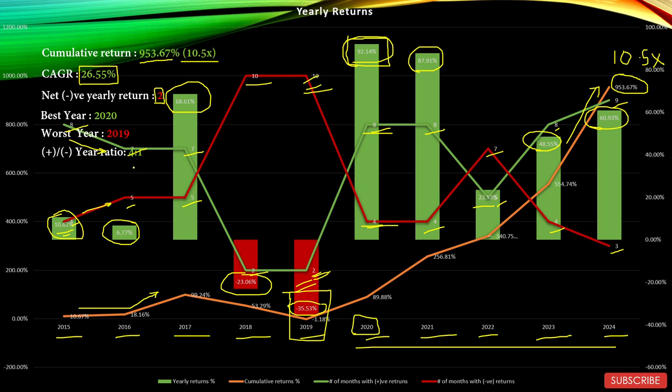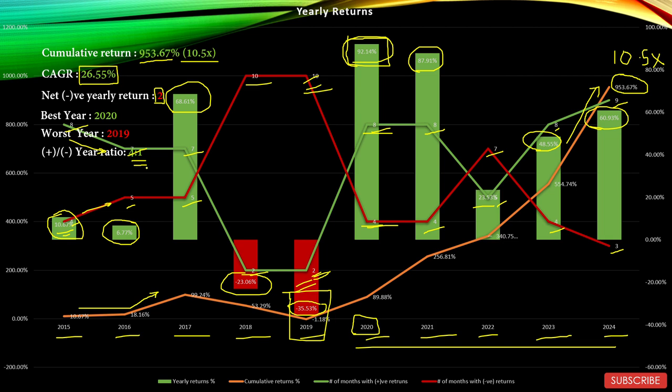The positive to negative year ratio is 4 is to 1, so a good value for the sector. Only 2 negative years in the last 10 years. So the ratio is 4 is to 1. That is 4 positive years against every one negative year.